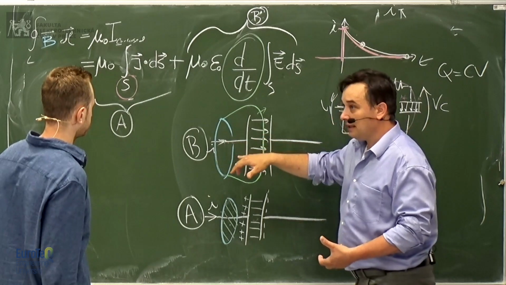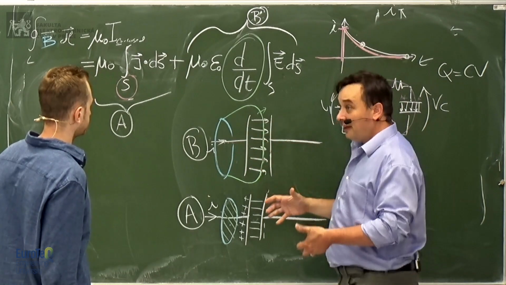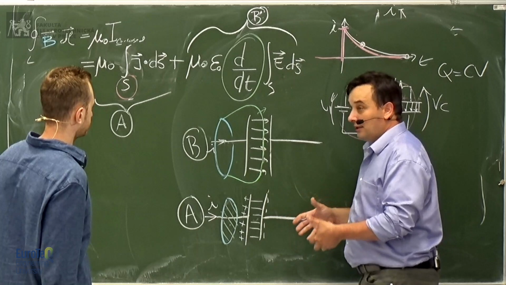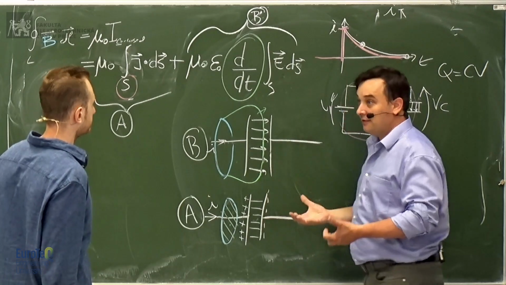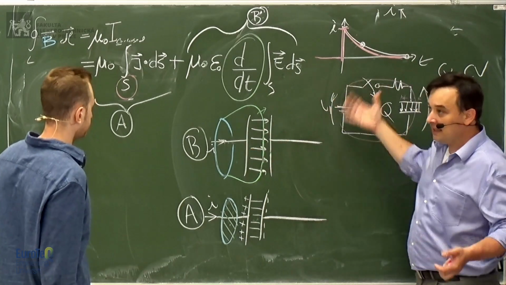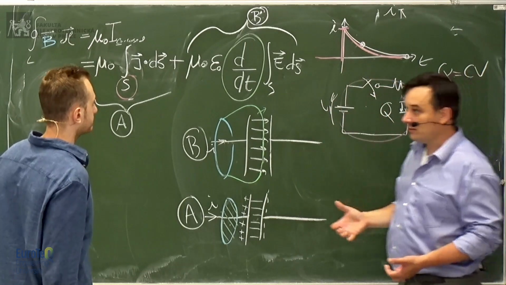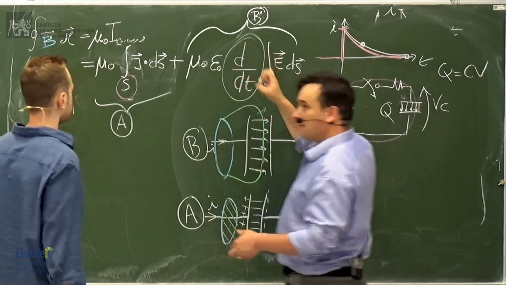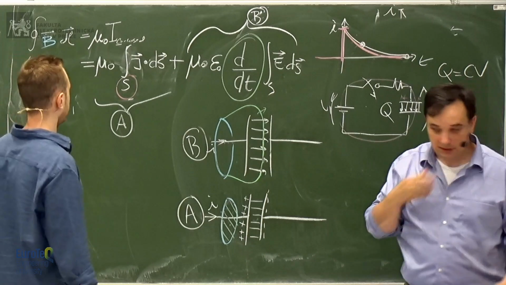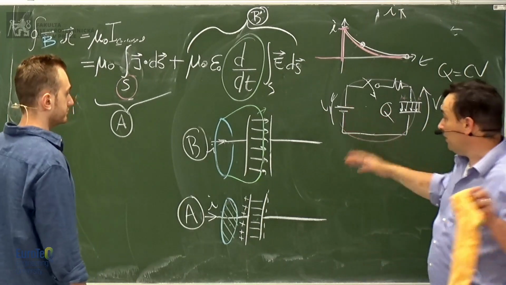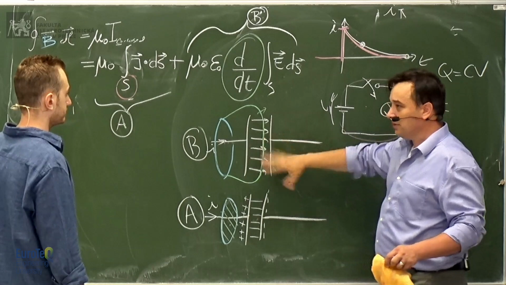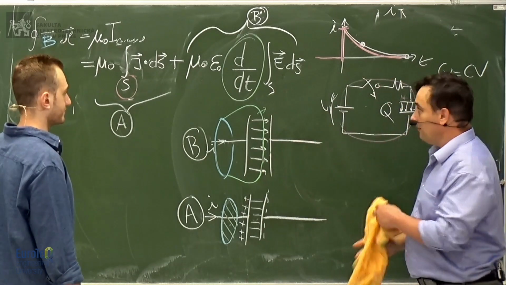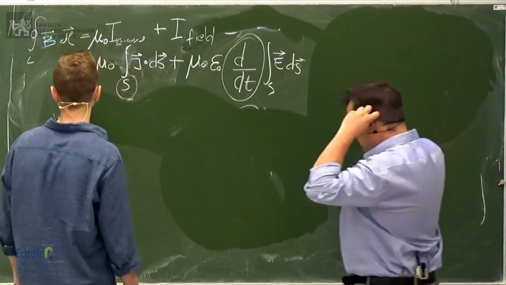So either you have the current, or you have the effect of the changing current, which is the changing of the electric field, and in this case it's an integral over the surface, okay? So always try to remember the components of the equation and what they mean. Keep in mind, this example is good because it gives you some visualization, especially the bag.